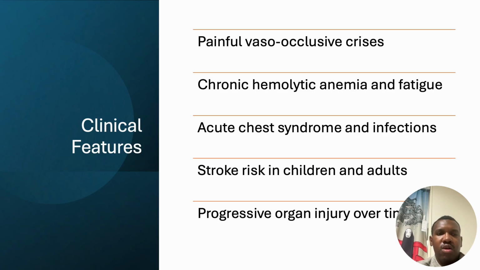Clinically, sickle cell disease shows up in several ways. The most recognizable are the painful vaso-occlusive crisis, the chronic anemia, and acute chest syndrome. Young children are especially vulnerable to infections because their spleens stop working properly. Stroke is also a real concern, not only in children, but in adults as well. And over time, the repeated episodes of sickling and tissue damage lead to complications across multiple organs.